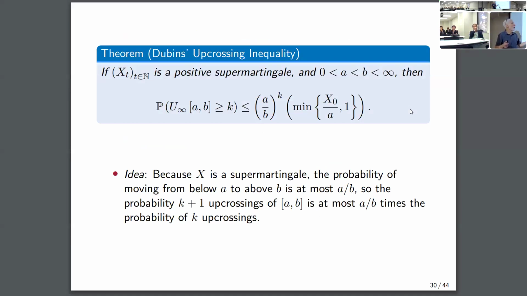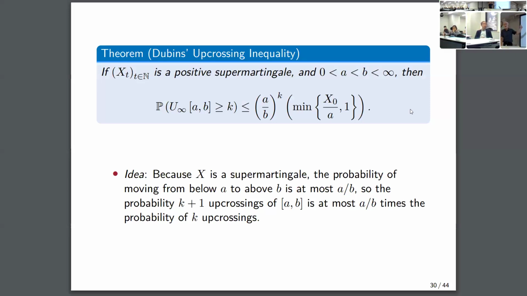So here's Doob's inequality. The idea is that because X is a supermartingale, the probability of moving from below a to above b, given we're below a, is at most a over b. That's Markov's law.